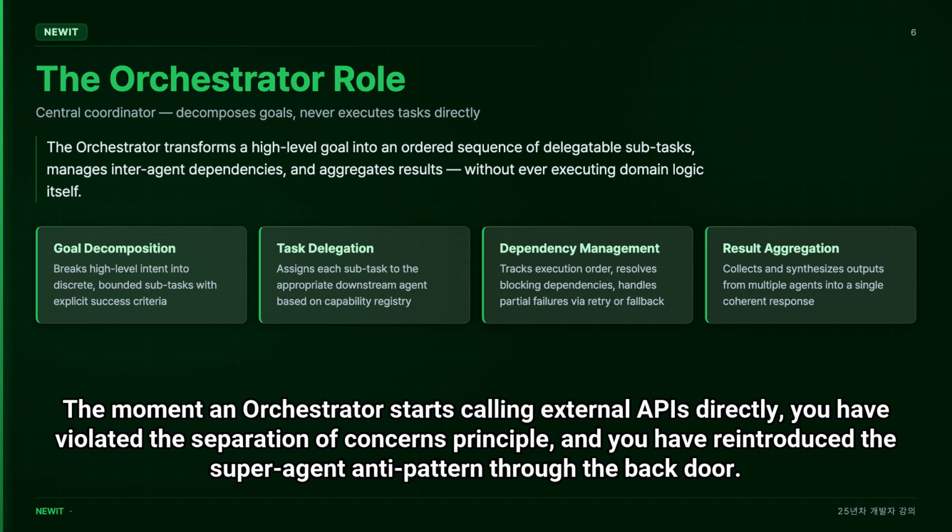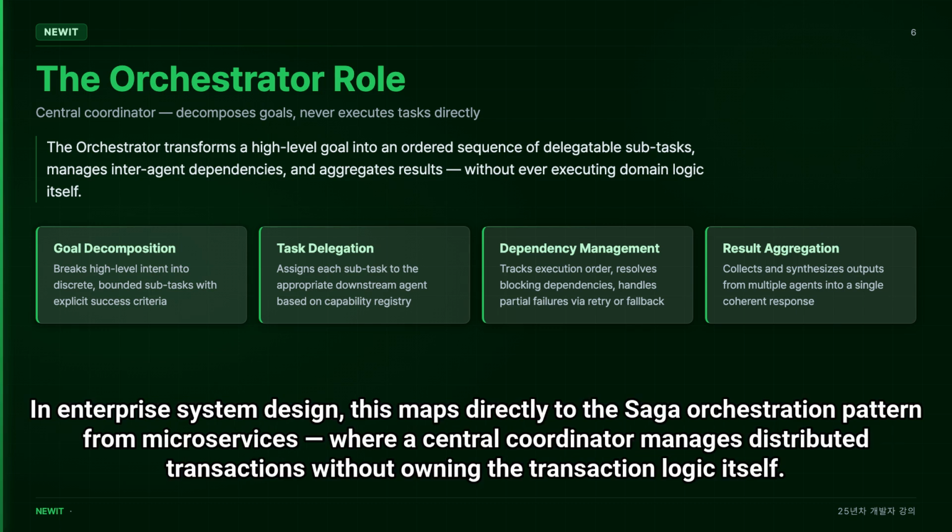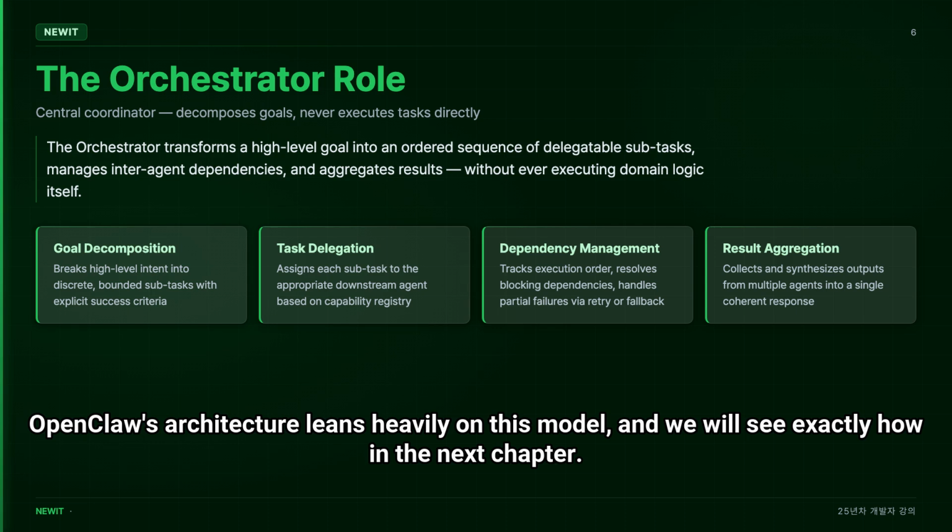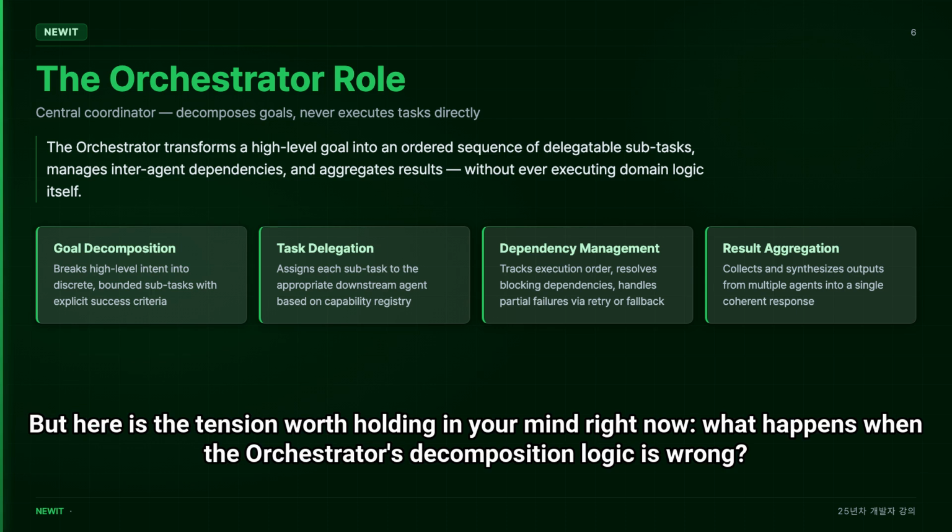The moment an orchestrator starts calling external APIs directly, you have violated the separation of concerns principle, and you have reintroduced the super-agent anti-pattern through the back door. In enterprise system design, this maps directly to the Saga orchestration pattern from microservices, where a central coordinator manages distributed transactions without owning the transaction logic itself. OpenClaw's architecture leans heavily on this model, and we will see exactly how in the next chapter. But here is the tension worth holding in your mind right now. What happens when the orchestrator's decomposition logic is wrong?